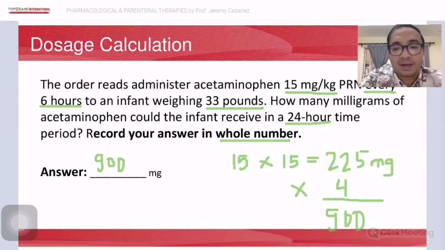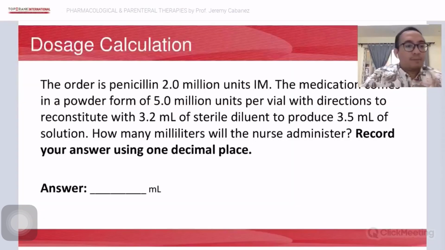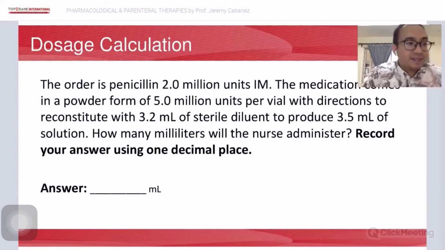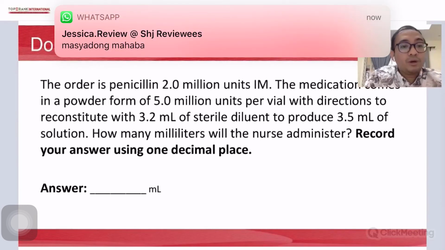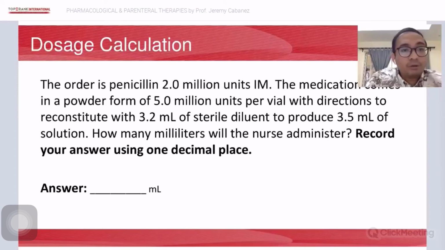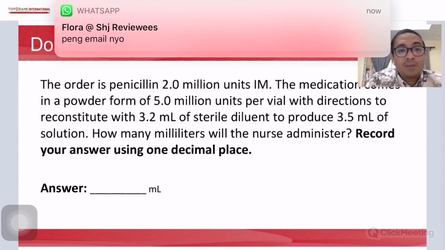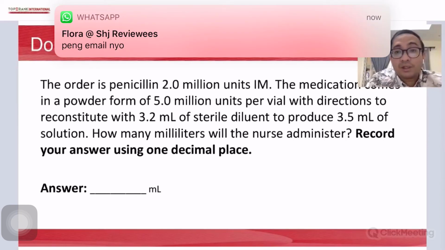Okay, sige. Another trial tayo ng computation. Okay, computation pa rin tayo. Dosage calculation. Ready? Sabay-sabay, basahin natin. Ready, get set, go. The order is penicillin 2.0 million units IM. The medication comes in a powder form of 5 million units per vial with directions to reconstitute with 3.2 ml of sterile diluent to produce 3.5 ml of solution. How many milliliters will the nurse administer?